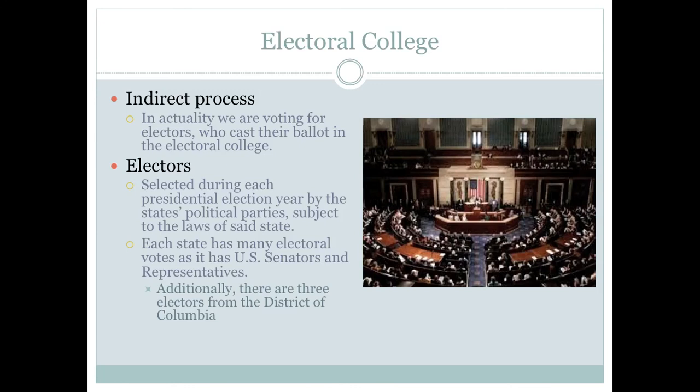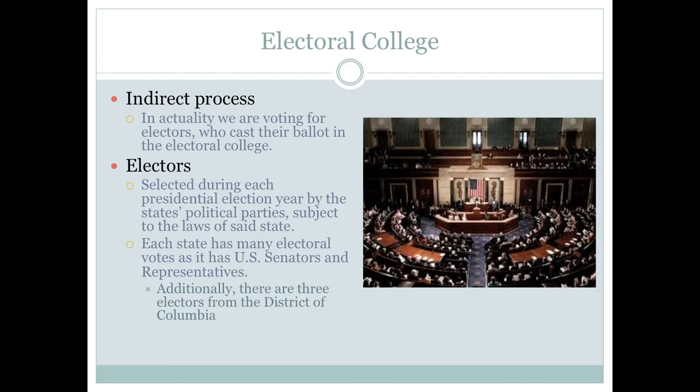And that varies. And if you're thinking it varies based on population, that is partially true, because the number of electors that a state will receive is based upon how many representatives and how many senators a state has. All states are going to have 2 senators regardless of their size, right? But the number of representatives that each state has is going to vary based on that state's population.